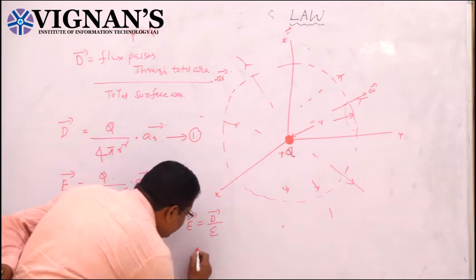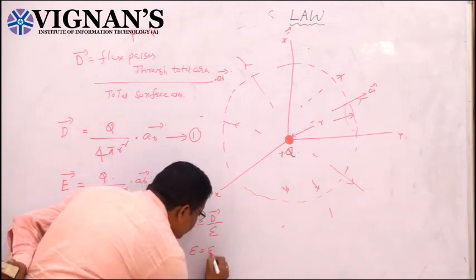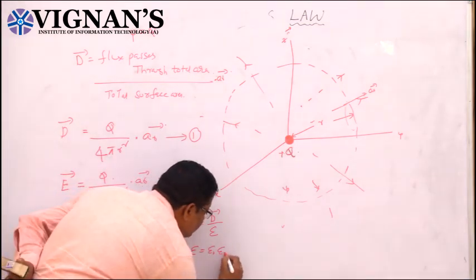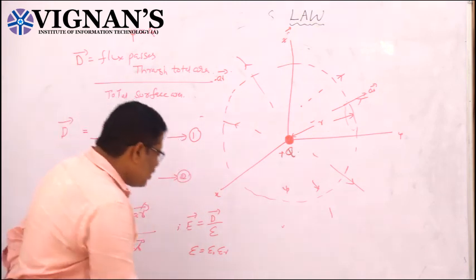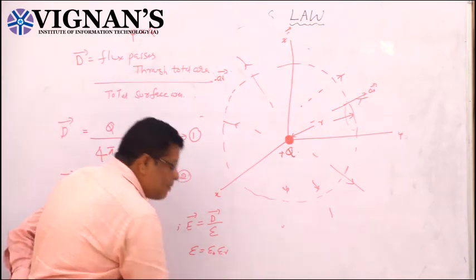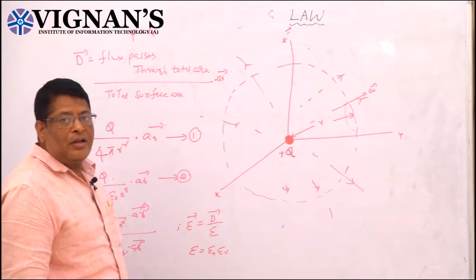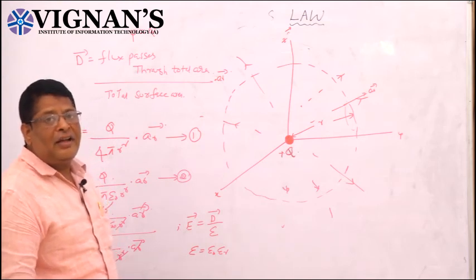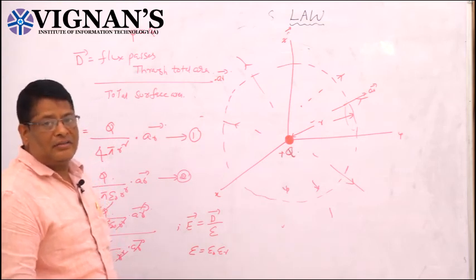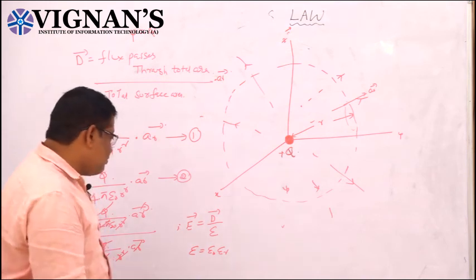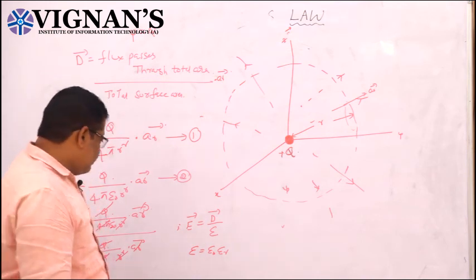Now this permittivity epsilon equals epsilon naught into epsilon r. Epsilon naught is the absolute permittivity. Epsilon r is the relative permittivity.